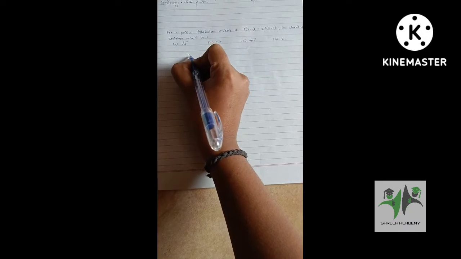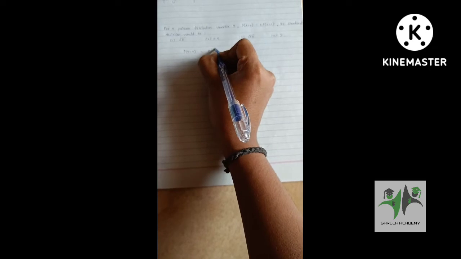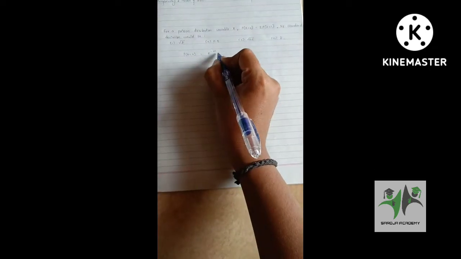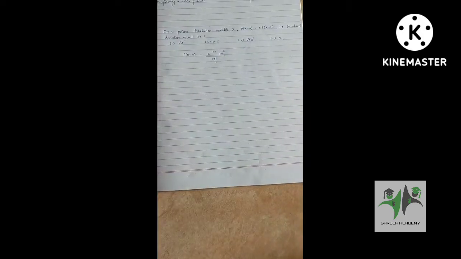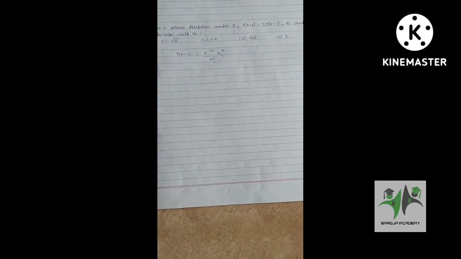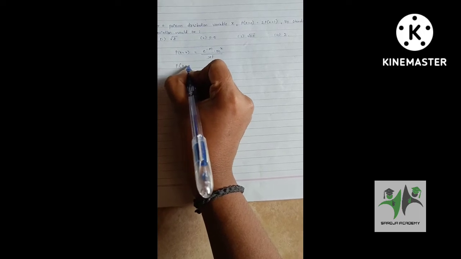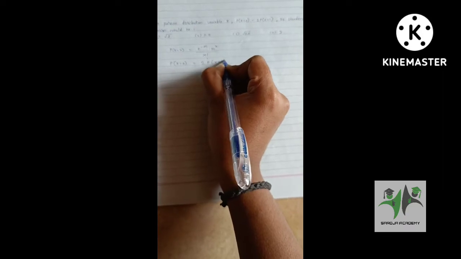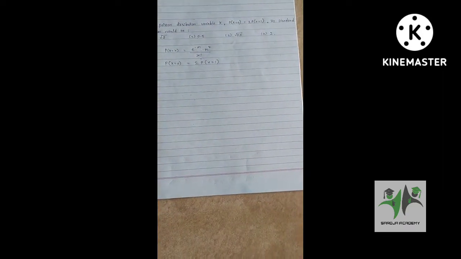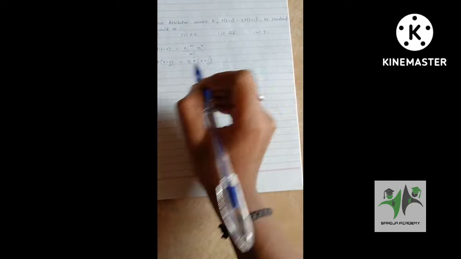So probability of x equals to x, the formula is e raised to minus m into m raised to x upon x factorial. So this is the formula. So I'll write probability of x equals to 0, that is equals to 2 probability of x equals to 1. So जहाँ जहाँ x दिखाई दे रहा है वहाँ पे मैं 0 and 1 put करूँगी.